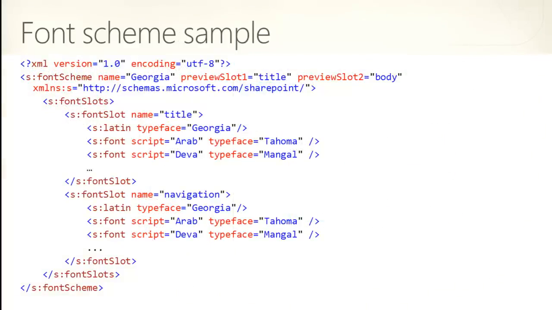So another sample of code. This is what a font scheme looks like. This is not using web fonts. So all you do is specify for the font slot that has a given name, you tell us a typeface for each script. The Latin is the fallback. And for each script, you can give us a different font typeface name.